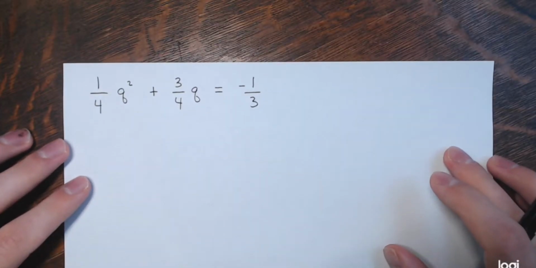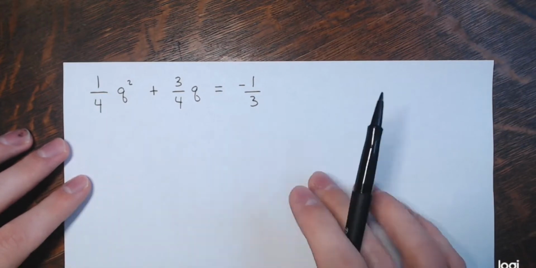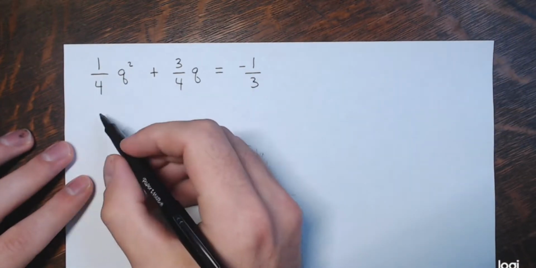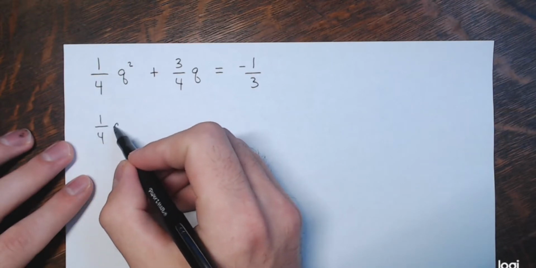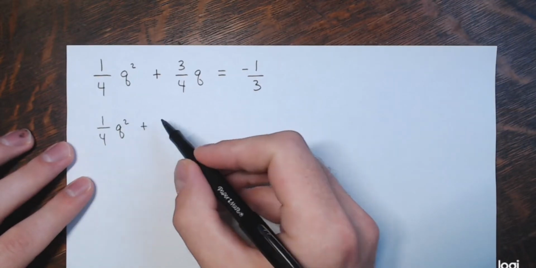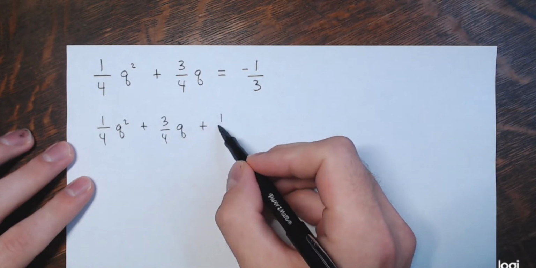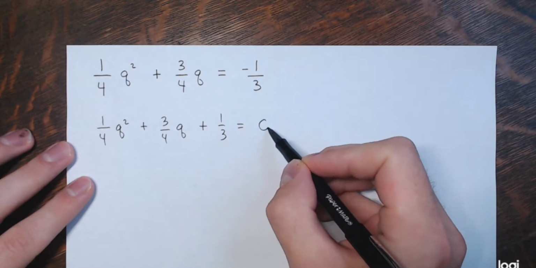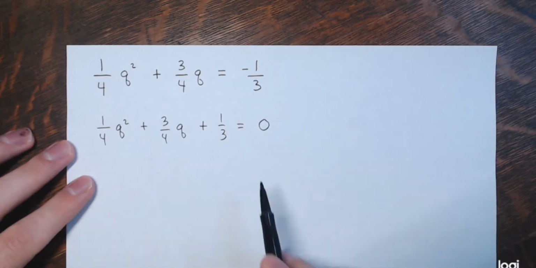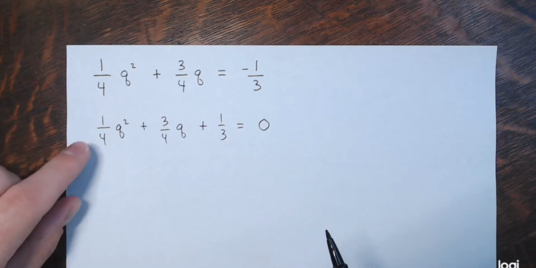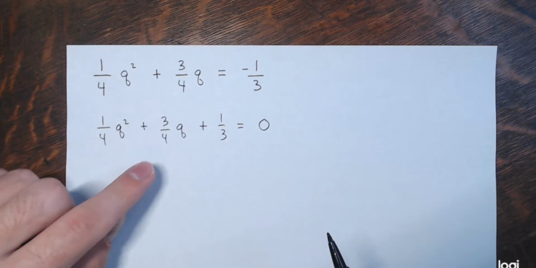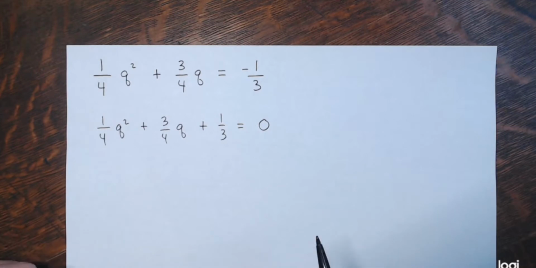So right away I'm seeing it's not in standard form. Just need to add 1/3. So we'd have 1/4 q squared plus 3/4 times q, then plus 1/3 equals 0. Now it's in standard form, and you could, if you wanted, have A be 1/4, B be 3/4, and C be 1/3, and then use the quadratic formula and do all sorts of simplifying, but you're going to be dealing with a lot of fractions, which again I find most people don't like.